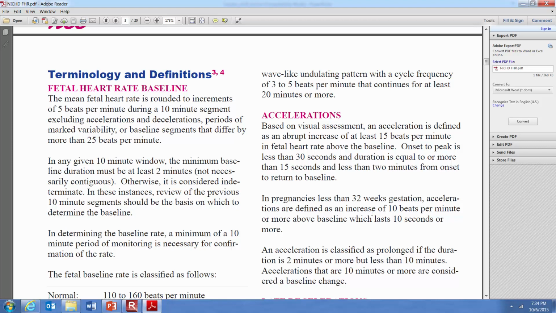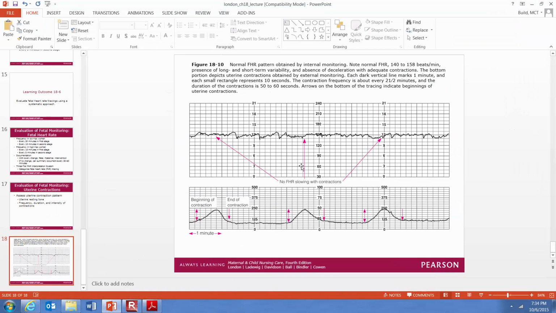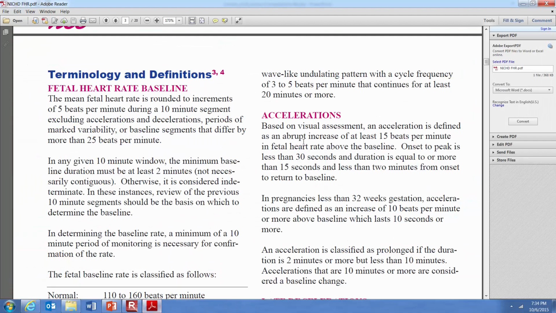If it's a preterm baby, then we say that the beats can be 10 beats above the baseline for 10 seconds. Okay, so let's look at that. Let's look at an acceleration. This isn't a good picture. So just remember that, and we're going to go look at some accelerations. We want our acceleration to be 15 beats above the baseline and last at least 15 seconds.